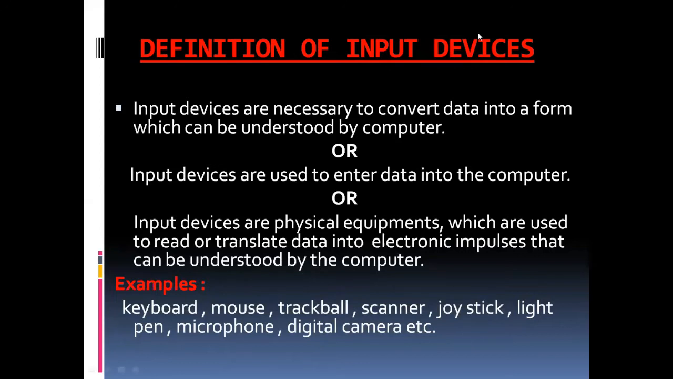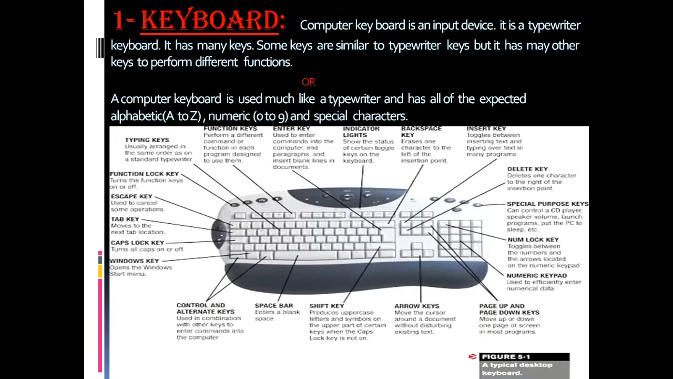Now, examples of input devices are keyboard, mouse, trackball, scanner, joystick, light pen, microphone, digital camera. Now, the first one is the keyboard. What is a keyboard? To input data in the form of words and numbers, the most widely used device today is the keyboard. Letters and numbers.